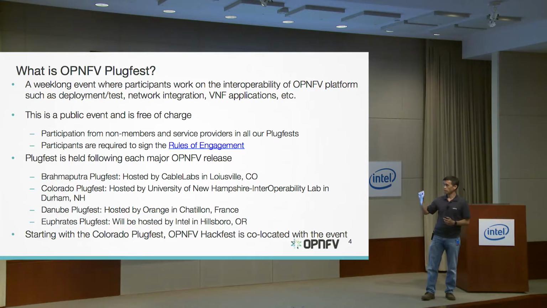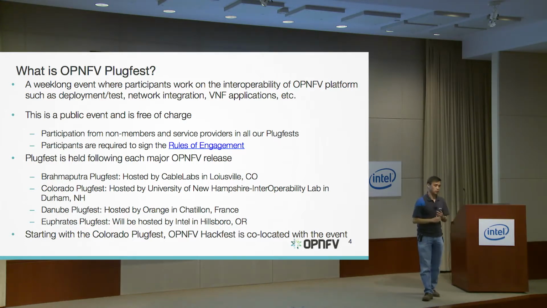And our next PluckFest, after our Euphrates release, which is about to come out in late September, early October, will be hosted by Intel at their Jones Farm campus outside of Portland in Oregon. So we're looking forward to that. In case you're wondering, our release names are based on river names, and we like to go to different geographic continents. So we started with Arno in Europe, Brahmaputra in Asia, Colorado, Danube, Euphrates, and so forth.